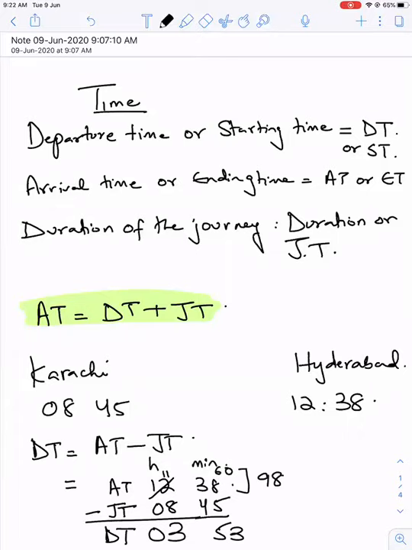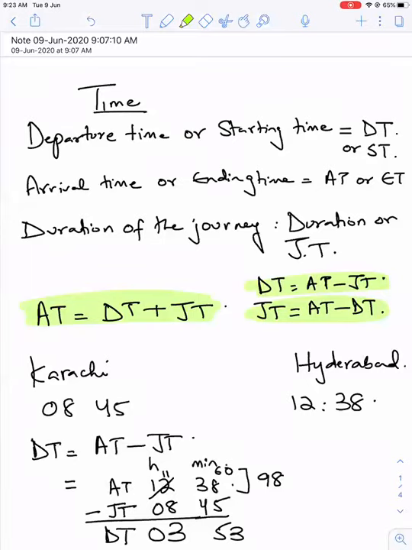The basic formula which you need to learn for simple questions is that arrival time is departure time plus the journey time. From this formula, you can derive the formula for departure time, which is arrival time minus the journey time, and journey time equals arrival time minus the departure time. Learn one thing: in the formula of arrival time, you add the departure time and the journey time, but in the formulas for departure time and journey time, there is subtraction and the arrival time comes first. So you need to keep this in your mind.